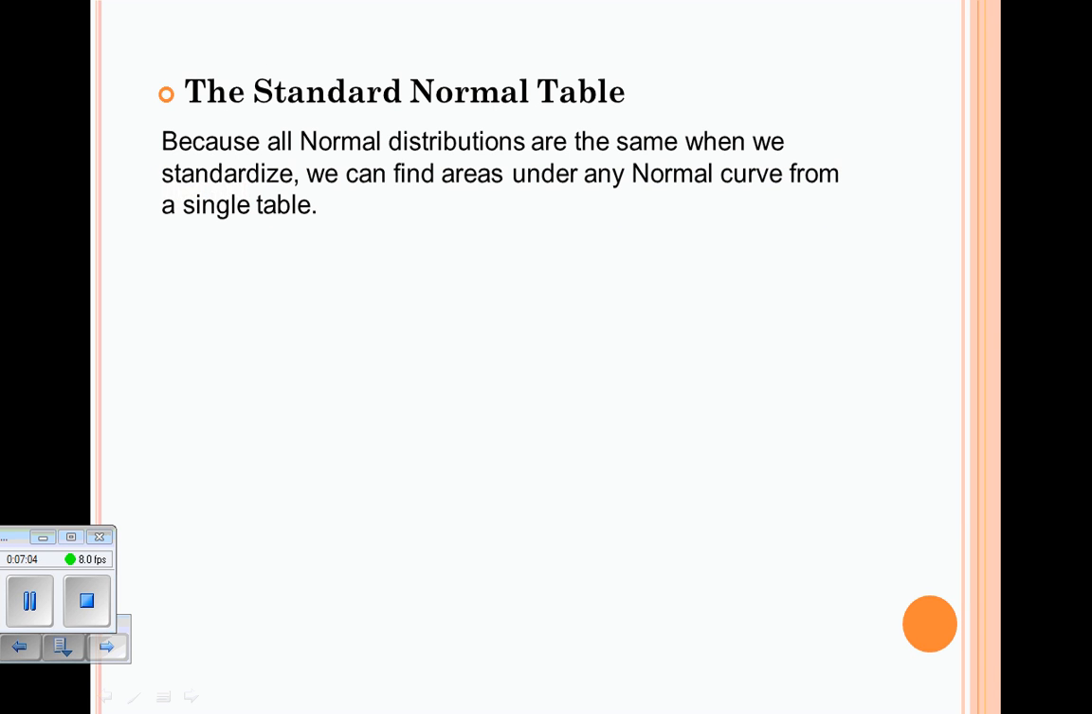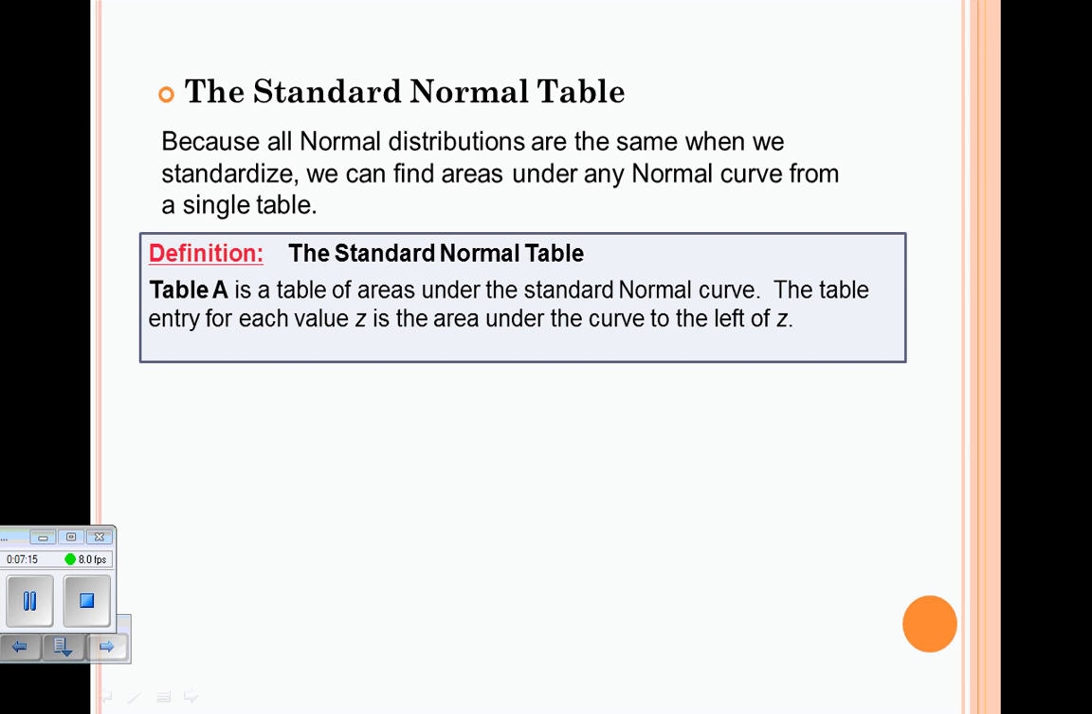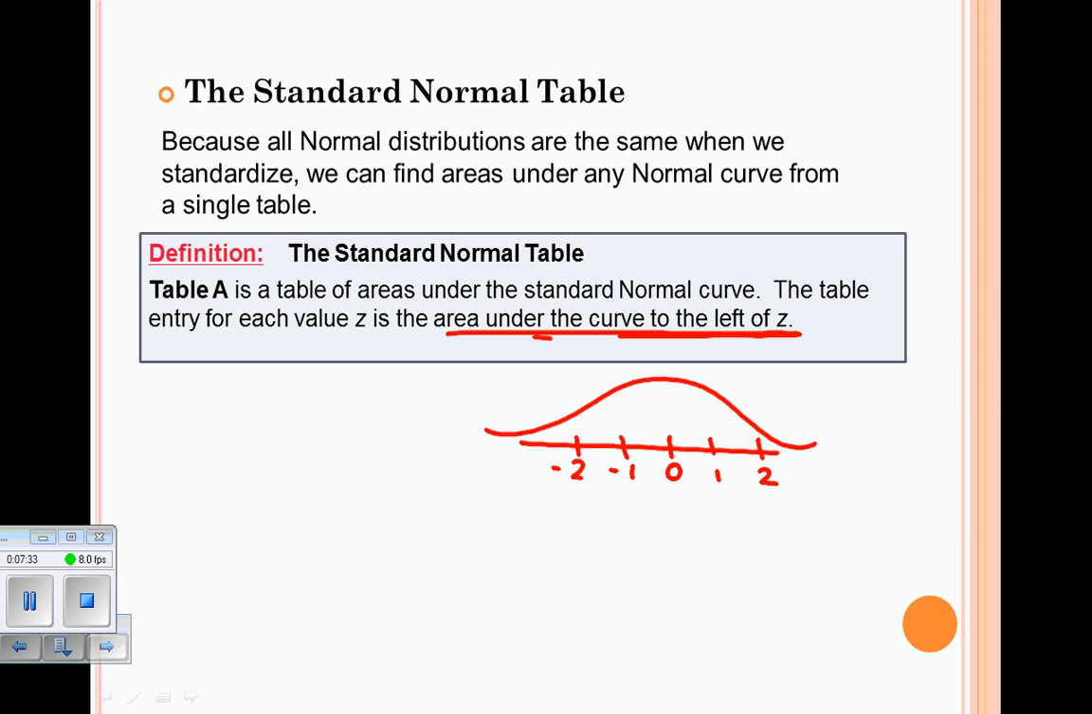So on your formula sheet, you can go to the z-table and find all kinds of fun z-scores. So go to that table and look at that. Each entry value for z is the area under the curve to the left of z. So for instance, if I found the z-score at 1.5, it is finding all of the area from the left up to 1.5.